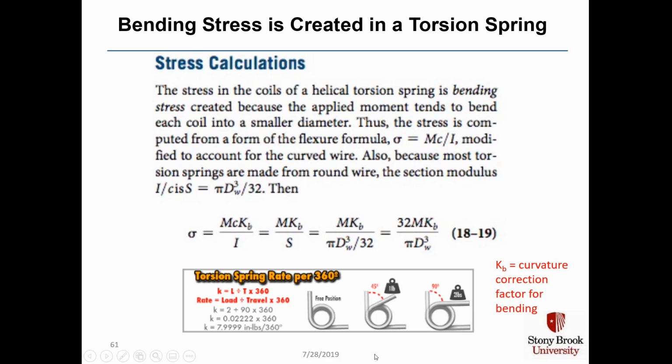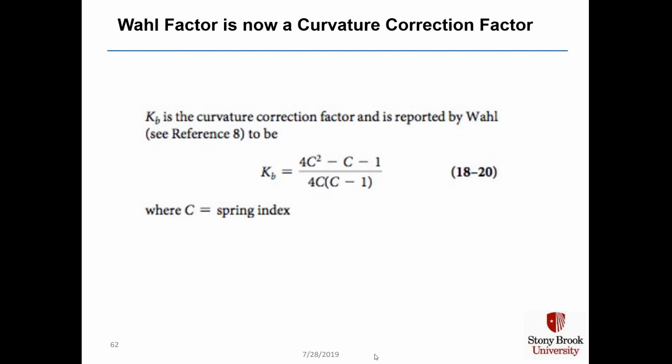The stress is computed from a form of the flexure formula, sigma equals Mc over I, modified to account for the curved wire. Because most torsion springs are made from round wire, the section modulus I over c is S equals pi times the wire diameter cubed over 32. Then using the substitutions in equation 18-19, sigma equals 32 times the moment times K sub B, the curvature correction factor for bending, divided by the quantity pi times wire diameter cubed. The curvature correction factor is reported by Wahl from equation 18-20, where C is the spring index.